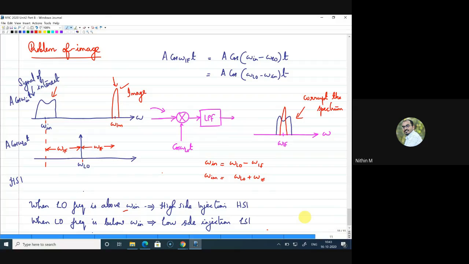The output is a superposition of both the signals, right? Nikhil, I'll come to you. Devanathan. Sir, in this case we know the omega in frequency and the omega LO frequency. So we can calculate the image frequency also from that and design a filter to remove these image frequencies. Yes, that is true, and that can be done also.